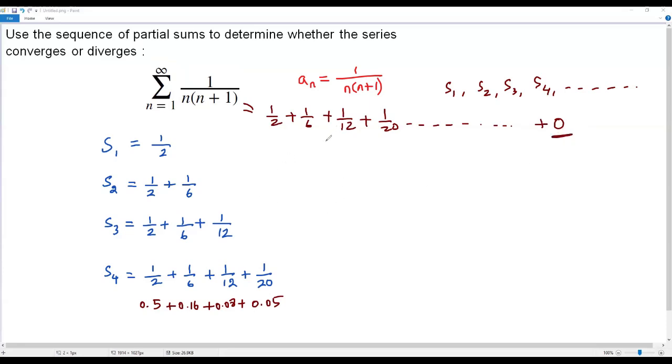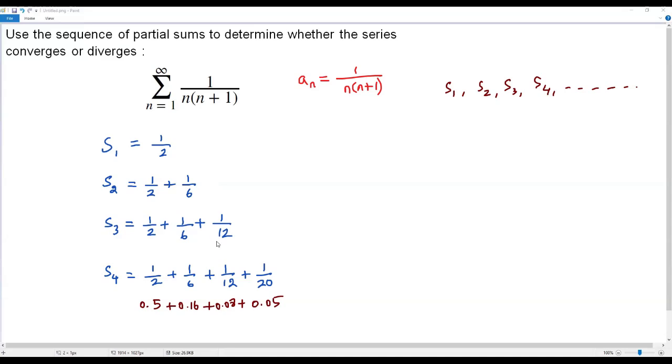So what does this pattern indicate? This pattern indicates that there is a chance for the given series to converge. Now we get some idea that the given series may converge. So how do we decide, and to what value does it converge? Whenever a series converges, it has to converge to a finite value. So how do we decide that?